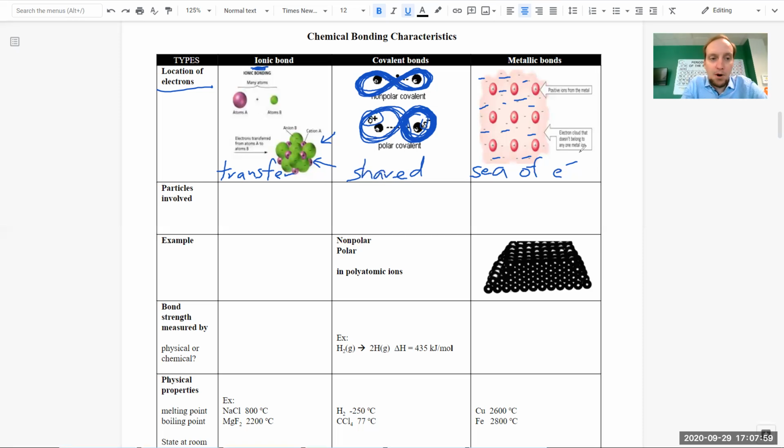Now, the particles involved, what we're talking about here are what types of elements bond to make these three different types of bonds. In an ionic, you have a metal plus a non-metal.